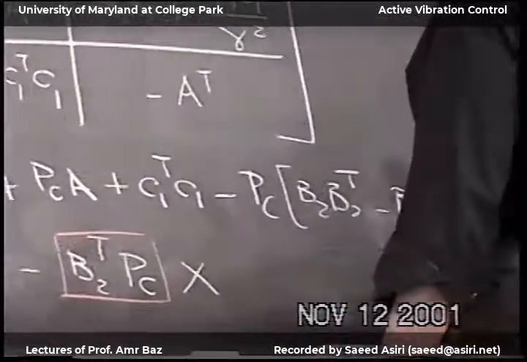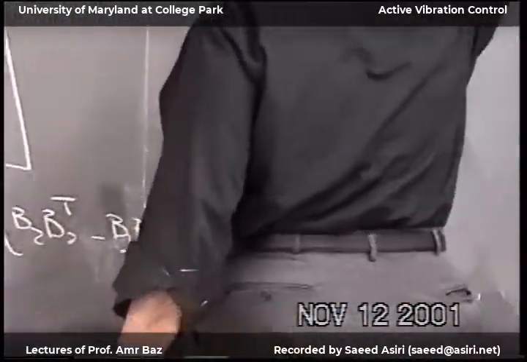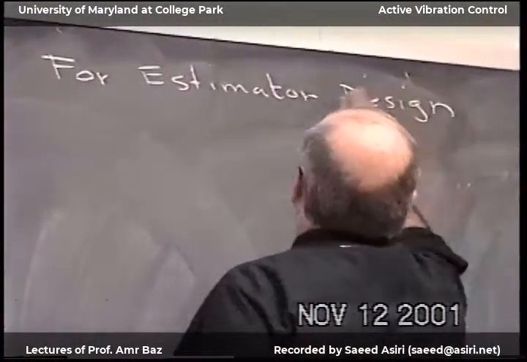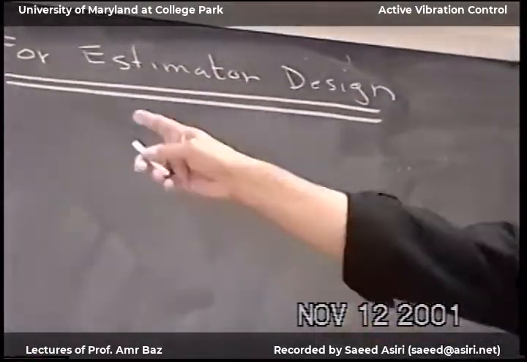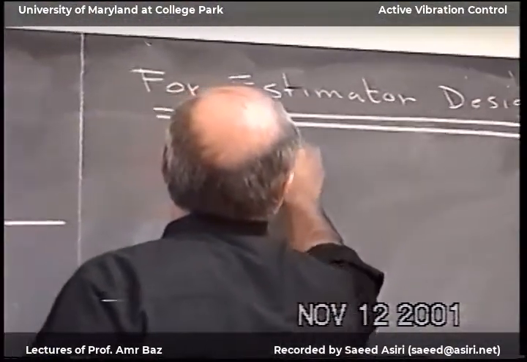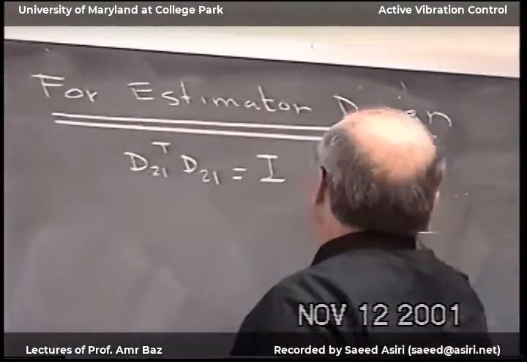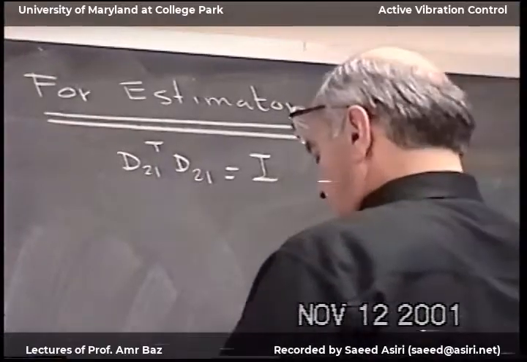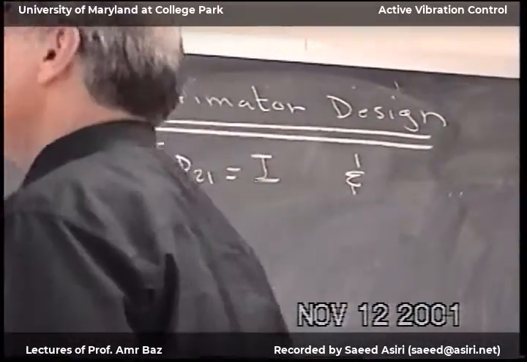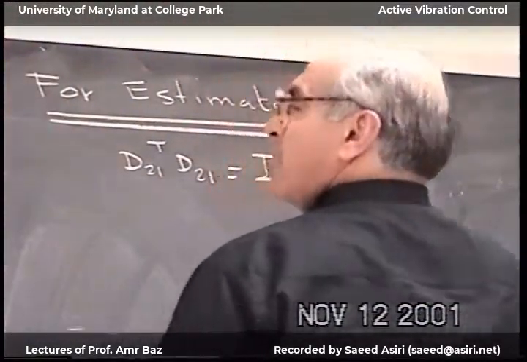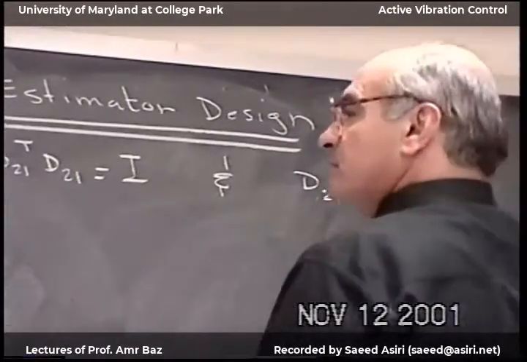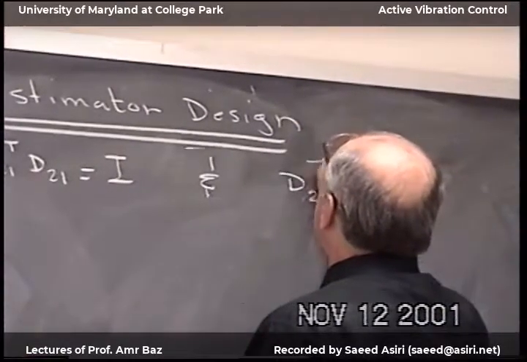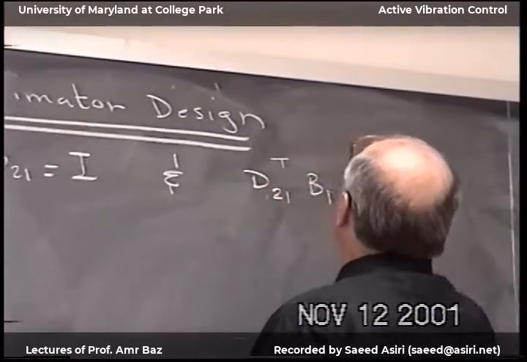Now, for the remaining part, which is the estimator, I'll have the same pieces of information: D21 transpose D21 is equal to I, and B D21 transpose B1 equal to 0.